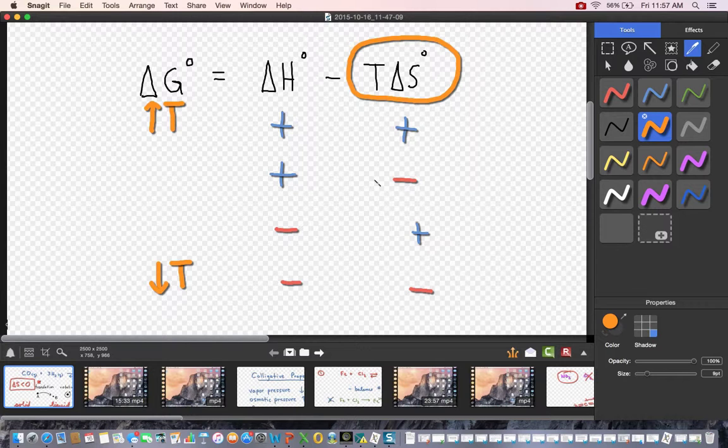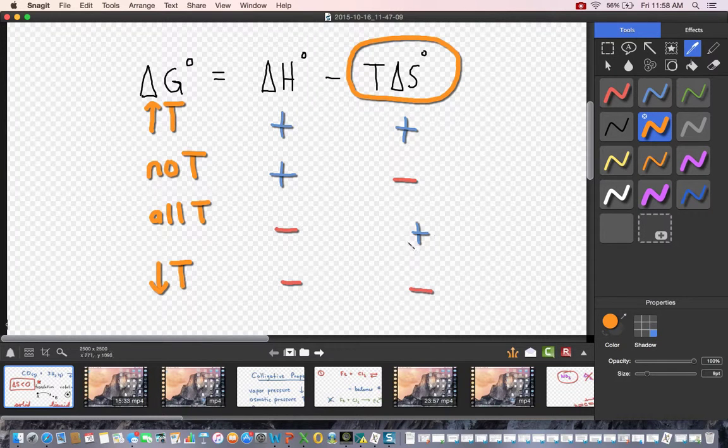There is no temperature that would make the second set of conditions give me a negative delta G. If I have a positive number and I subtract a negative number from it, it becomes more positive. So no temperature is possible to make the second condition spontaneous. Conversely, when delta H is negative and delta S is positive, it is going to be spontaneous at all temperatures.